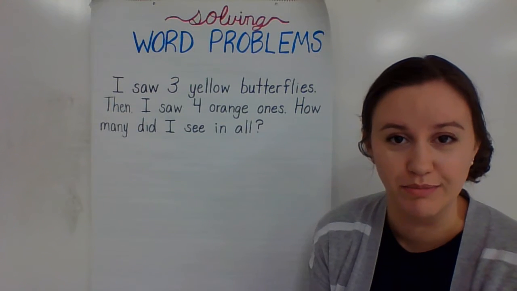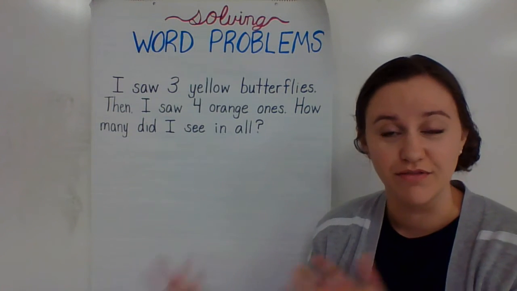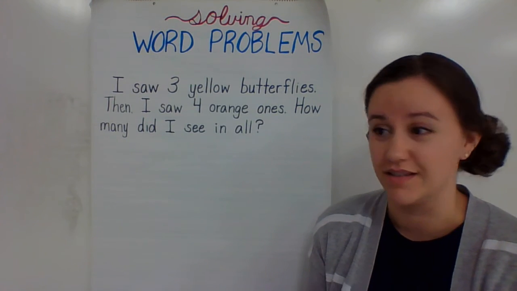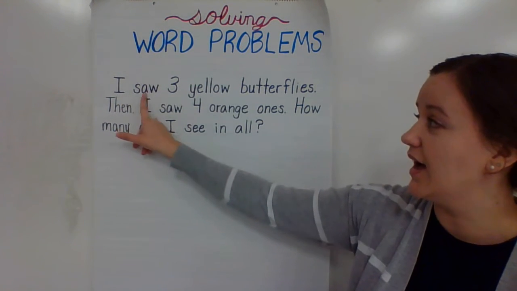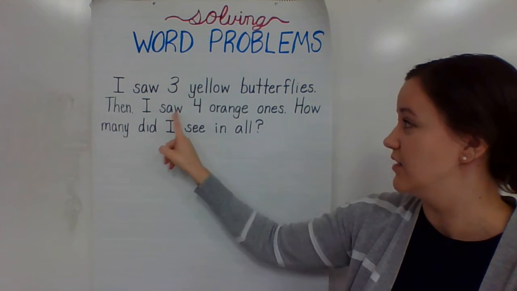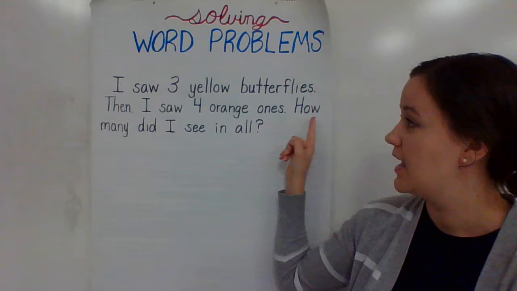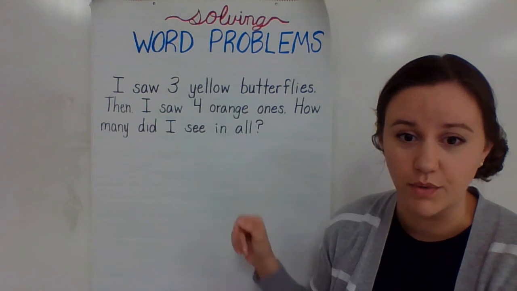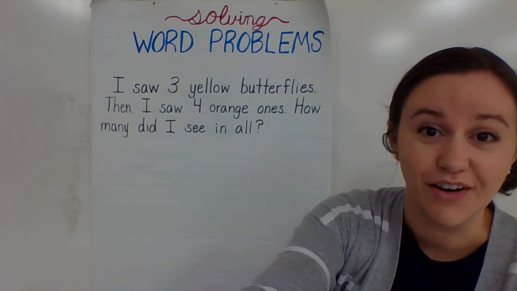So I have a word problem written up here. First I'm going to read it, then we're going to think about how we're going to use math to solve it. I saw 3 yellow butterflies. Then I saw 4 orange ones. How many did I see in all? So that's my question. How many did I see in all?